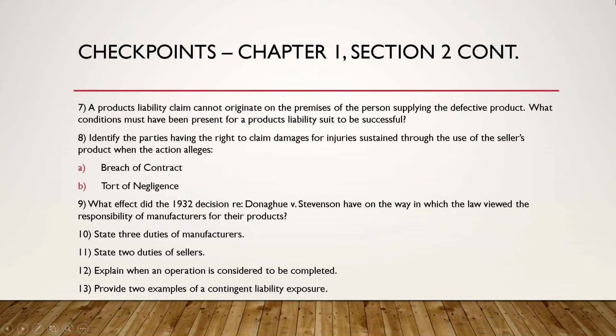So chapter one, section two continued. Number seven, a product's liability claim cannot originate on the premises of the person supplying the defective product. What conditions must have been present for a product's liability suit to be successful? It has to have occurred away from the premises of the seller, and the seller had to clearly relinquish possession of the defective product. So the seller would have had to actually sell it, give the product to the customer. The customer leaves the building, then there's a product's liability case.